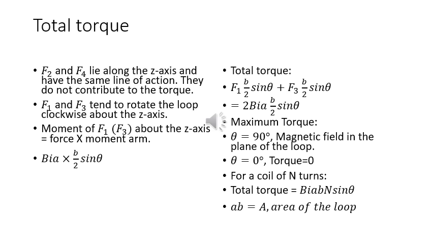For a coil of n turns, the total torque is given by BIAB n sine theta, where AB equal to A represents the area of the loop.